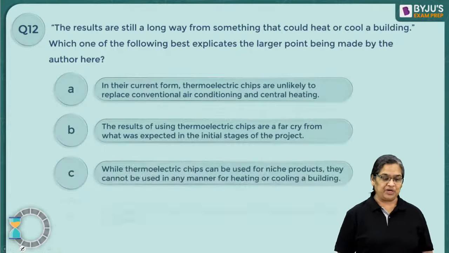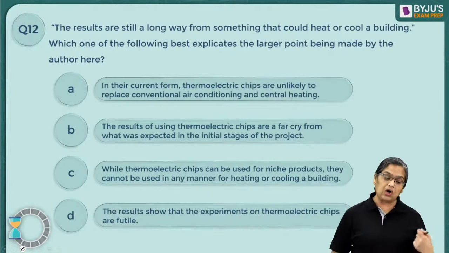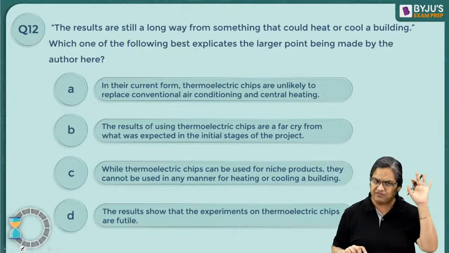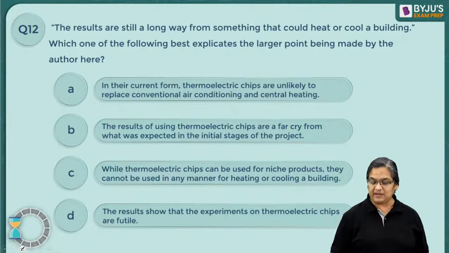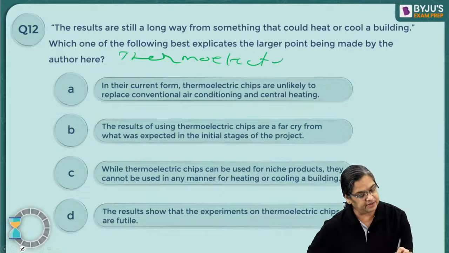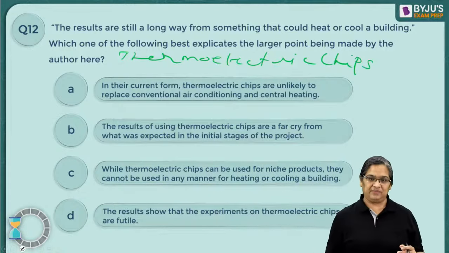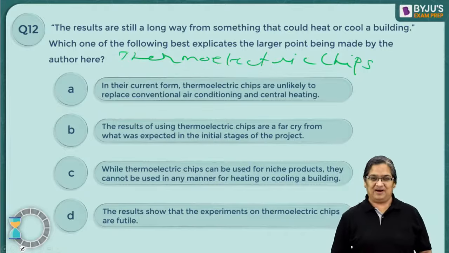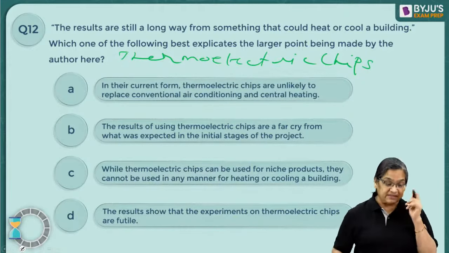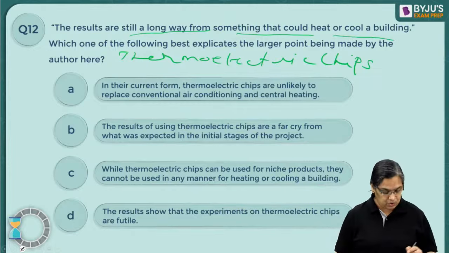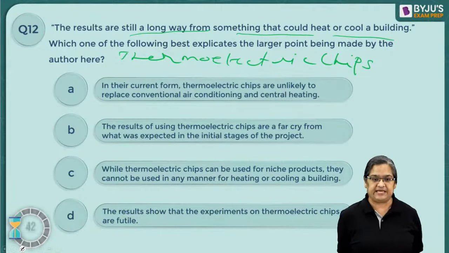Excellent. Very good. Question 12. The results are still a long way from something that could heat or cool a building. In what context did he talk about this? Somewhere around paragraph 5 and 6. He talked about two companies, Phononic and Fabrinet. They're working together to make, what did he use the term? Thermoelectric chips, right? These two companies, the Thailand-based company and Phononic, they're making this thermoelectric chip. The results of their collaboration are still a long way from something that could heat or cool a building. So what does it mean? Look at the answer options and tell me what it means.